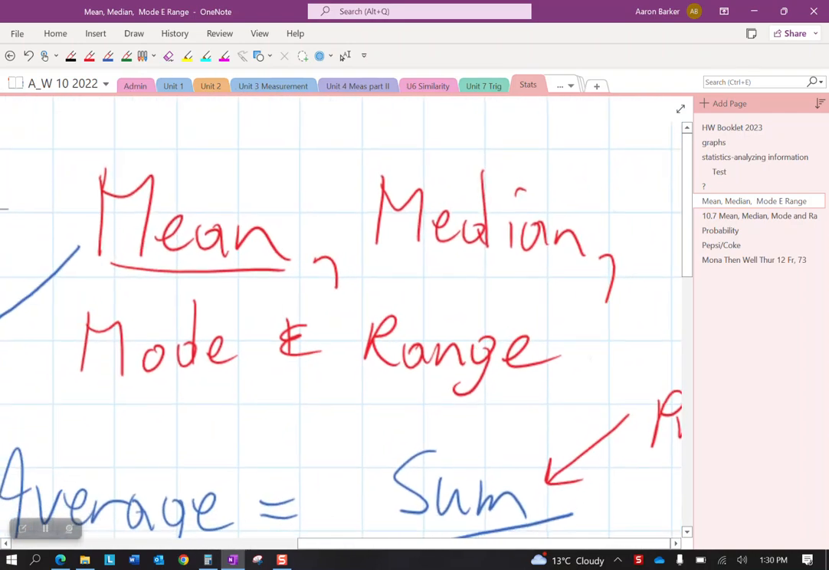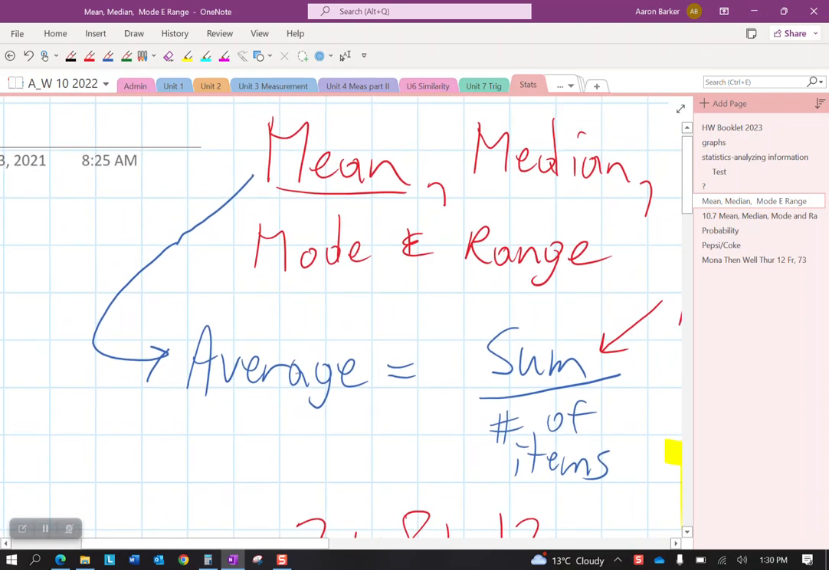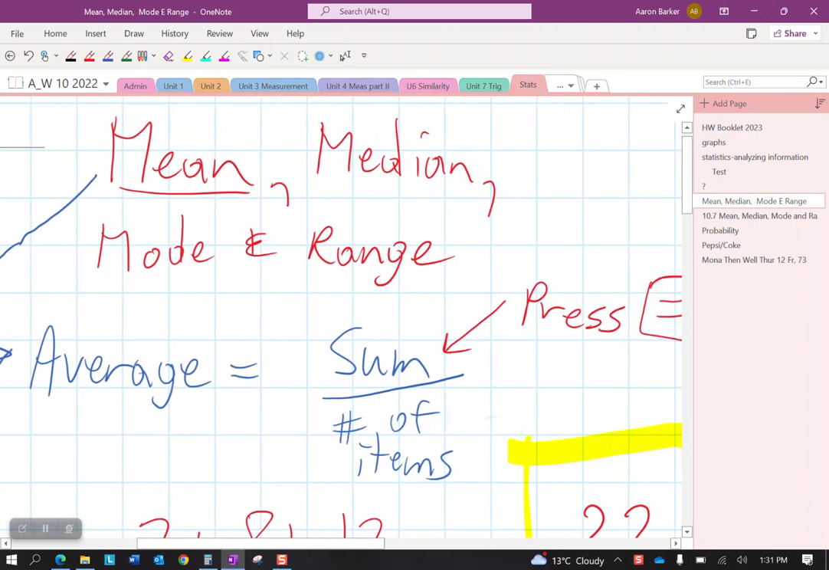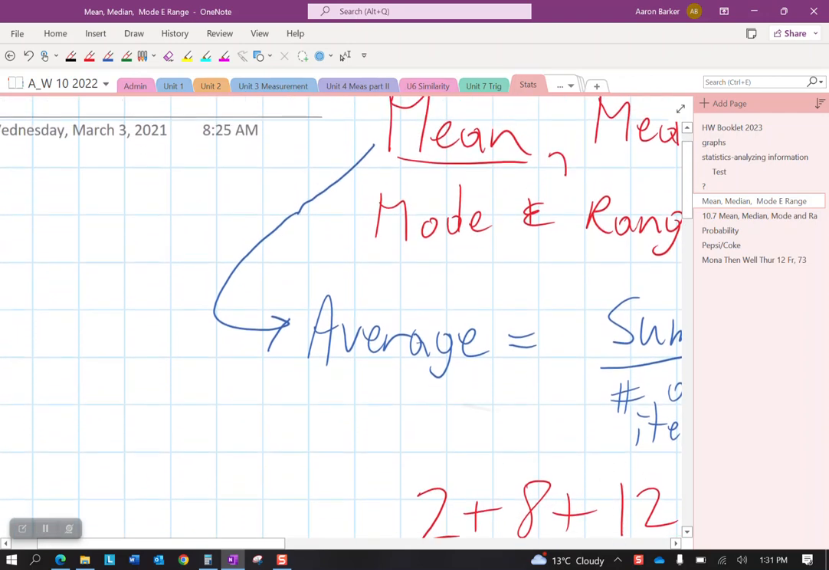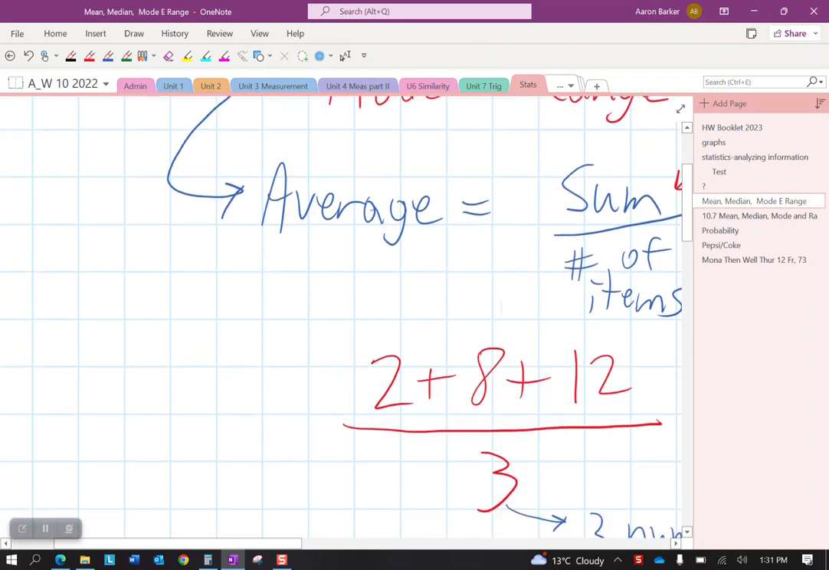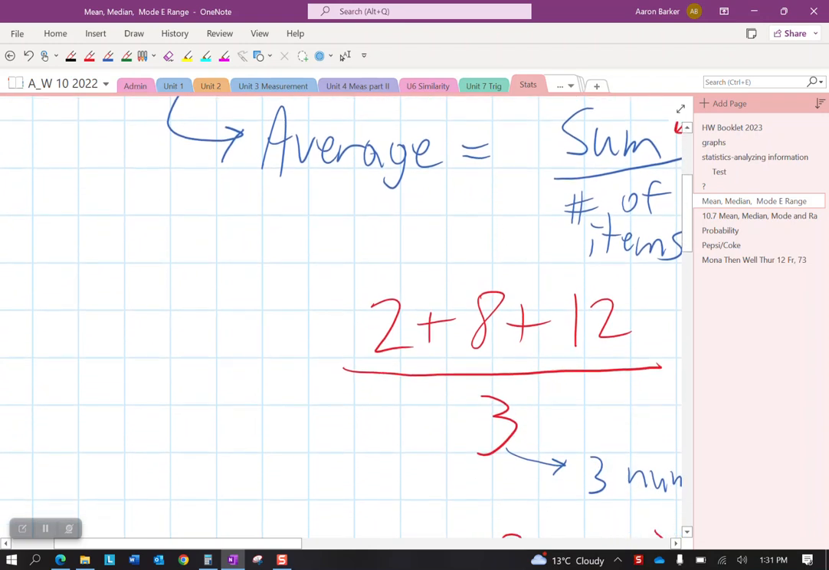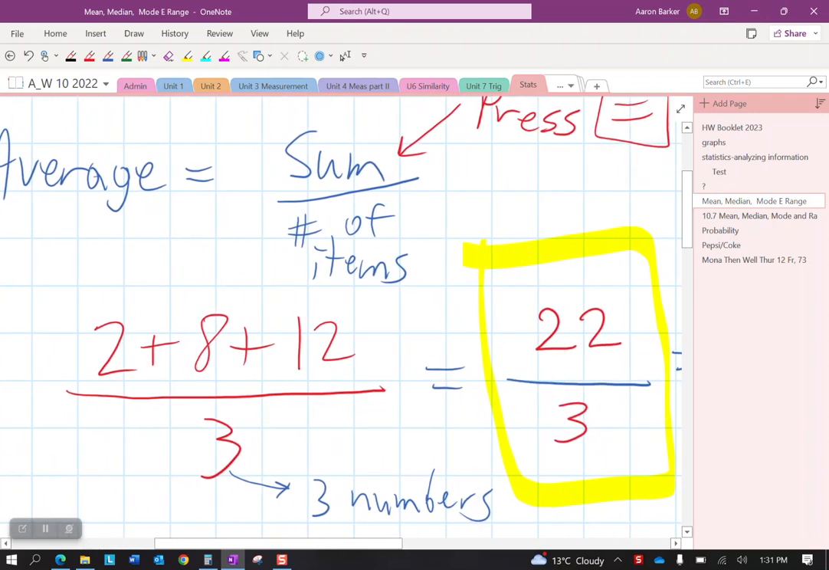Wait, so today we're looking at mean, mode, and range. Mean is your fancy word for average, so it's the sum divided by the number of items. In order to get the sum, you got to press equals. So if you have 2, 8 plus 12, you would divide that by 3 because there's 3 numbers. And make sure that you press equals so you get the correct sum of 22.